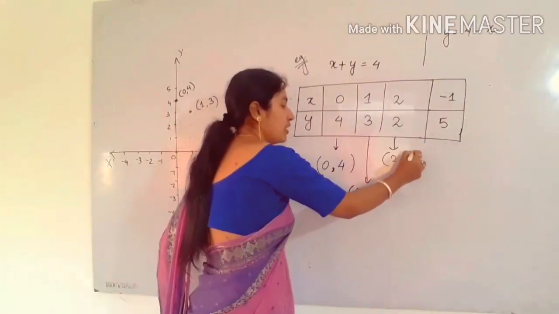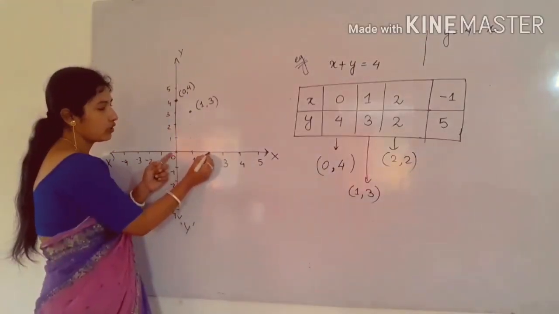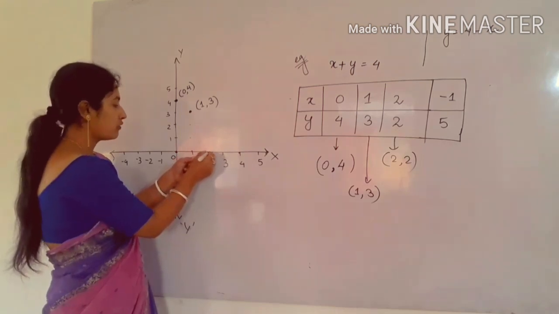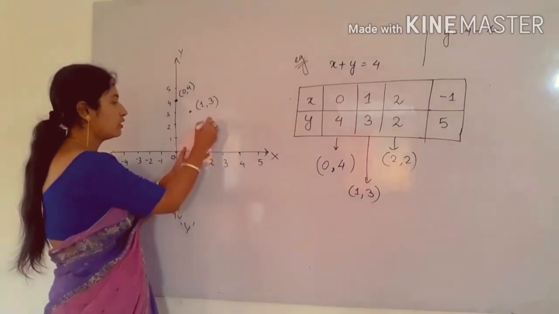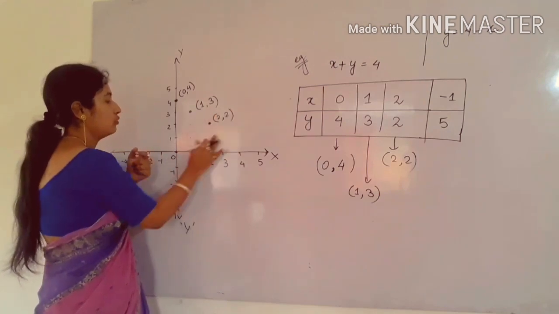Next come to the third set of solution. This is what? 2, 2. So the value of x is 2. Here the value of x is 2 and y is 2. So again this is positive, you have to go in upward direction. So 1, 2. Here it is 2. So this is 2, 2.